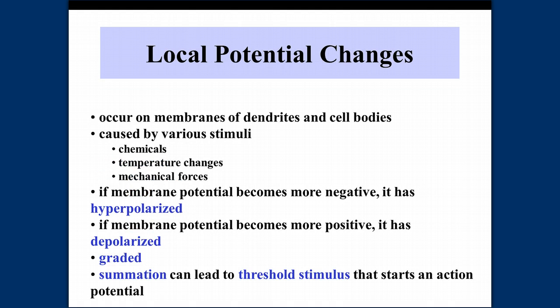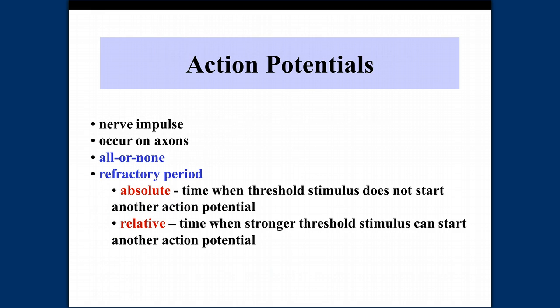Again, the graded response diminishes in intensity with distance traveled. If you have enough graded responses, you can have summation. And summation is where the graded responses sort of meld together, blend together. If the frequency is close enough together, then it can move the membrane toward the threshold stimulus, and remember that's about -55, where all the voltage gated channels in the axon open up, and then the action potential is propagated over the axon.